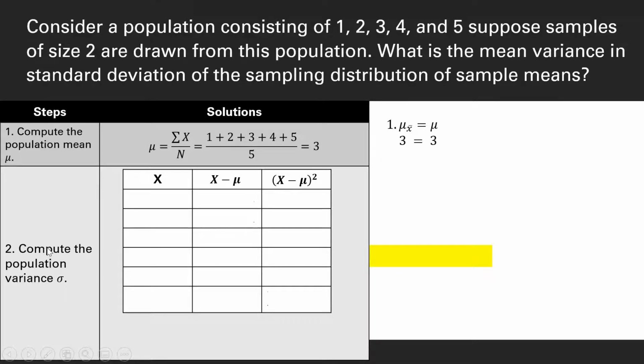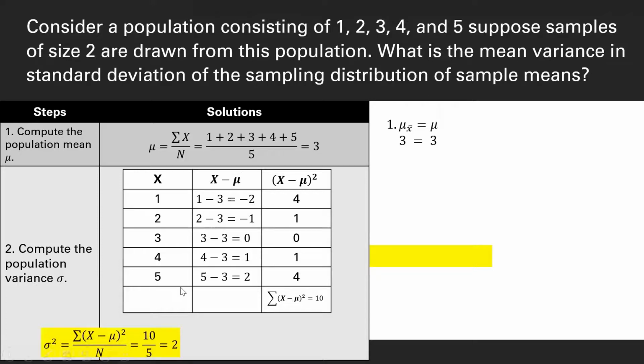Next step, compute the population variance. We're going to enumerate here our x. The x values are 1, 2, 3, 4, and 5. Now we're going to subtract the population mean from each random variable x. So that is 1 minus 3 is negative 2, 2 minus 3 is negative 1, 3 minus 3 is 0, 4 minus 3 is 1, 5 minus 3 is 2. Next, we're going to square the difference. Negative 2 squared is 4, negative 1 squared is 1, 0 squared is 0, 1 times 1 is 1, 2 times 2 is 4. Then add the results. 4 plus 1 plus 1 plus 4 is 10.